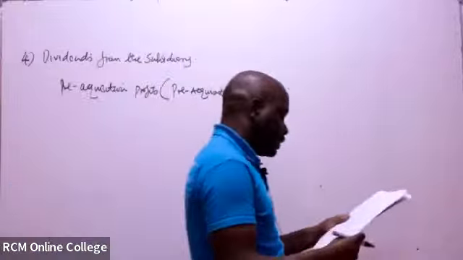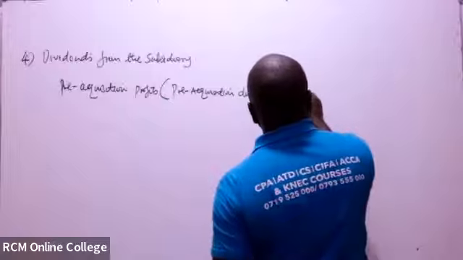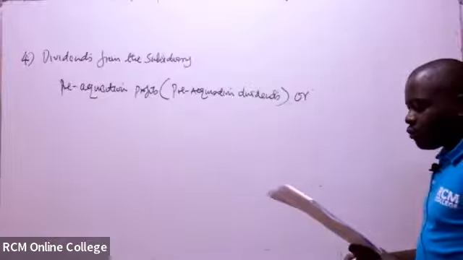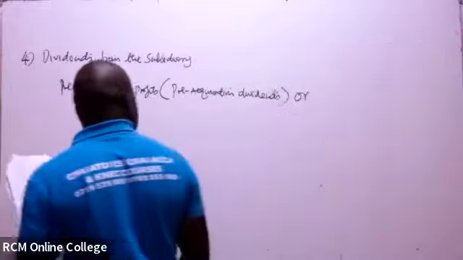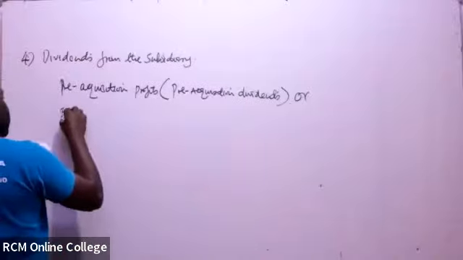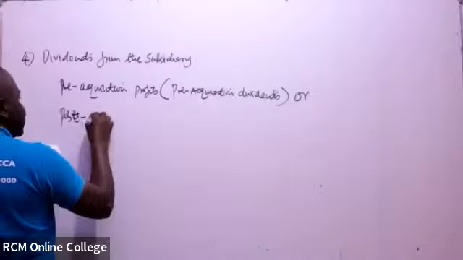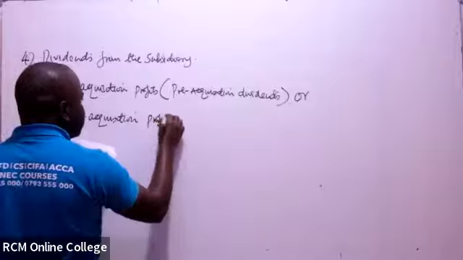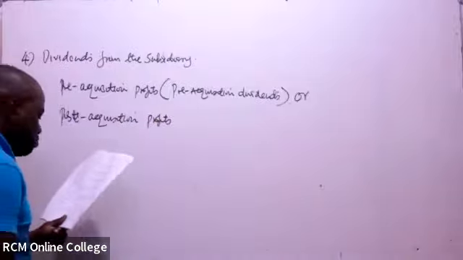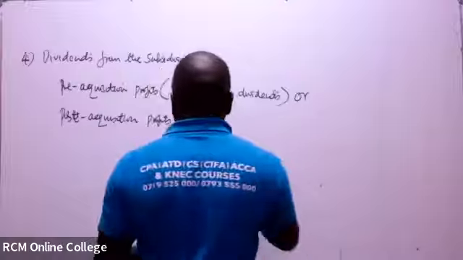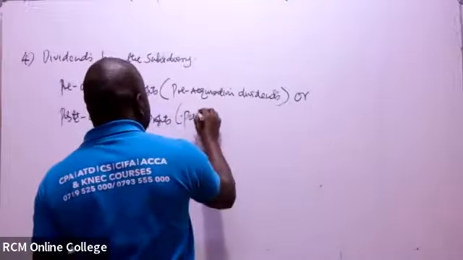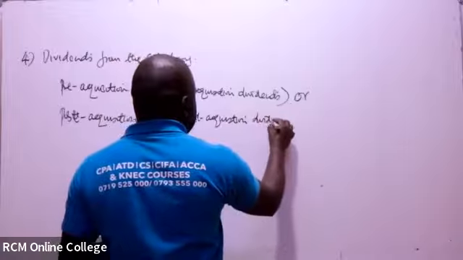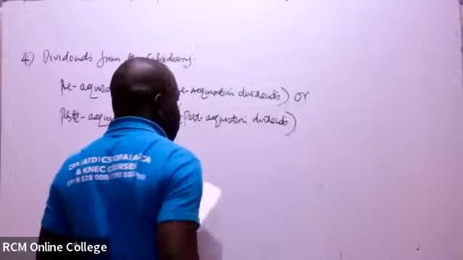So dividends can be paid out of pre-acquisition profits, or paid out of post-acquisition profits. This is after acquisition. Post-acquisition profits, you put in bracket, this one we call post-acquisition dividends.